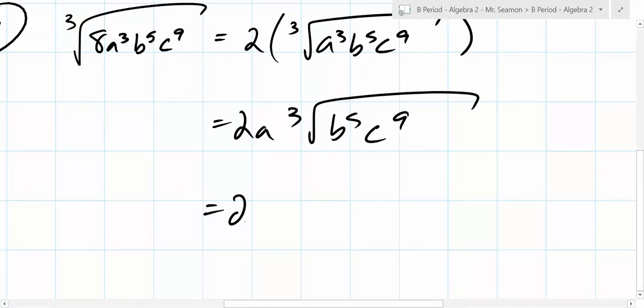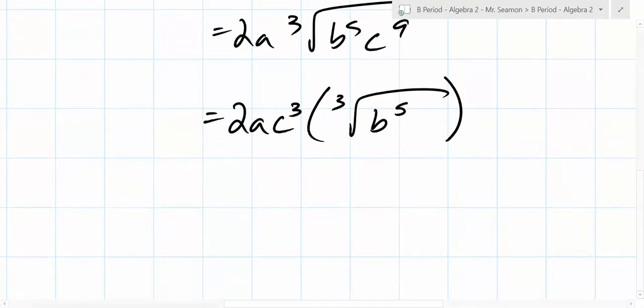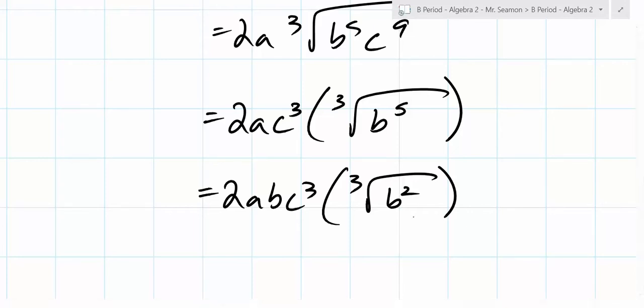So you end up with 2a c to the 3rd times the cube root of b to the 5th, and we can keep on going on this because there's 5 b's on the inside of that thing, and it's a cube root. So what could you pull? You could look at 3 of them and pull 1 out. So you end up with 2ab c cubed times the cube root of b to the, what's left? B to the 2, exactly. B to the 2. Can you go any further than that? Nope. This right here would be great.